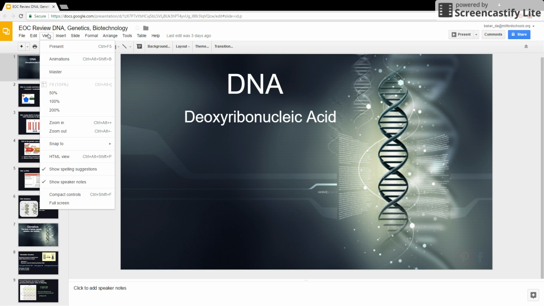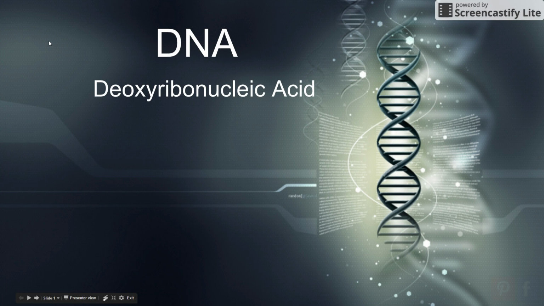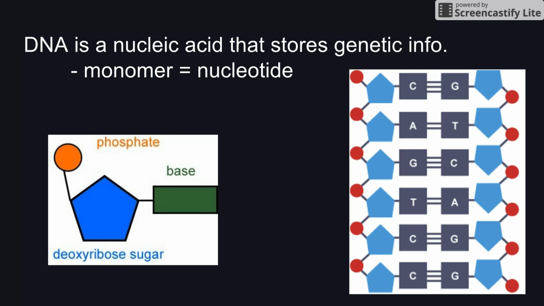So we are going to start off our notes going over DNA. So remember that DNA stands for deoxyribonucleic acid. DNA is a nucleic acid that stores your genetic information. And the monomer of nucleic acids are nucleotides. And remember that there's three parts of a nucleotide, and you can see that in the picture here.